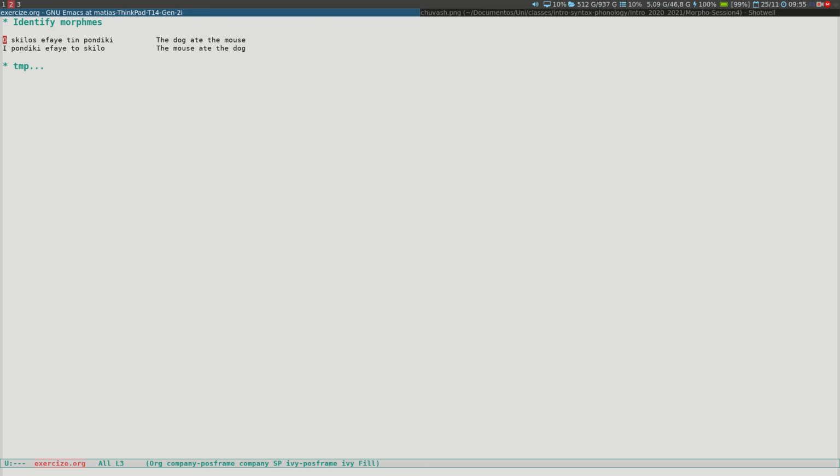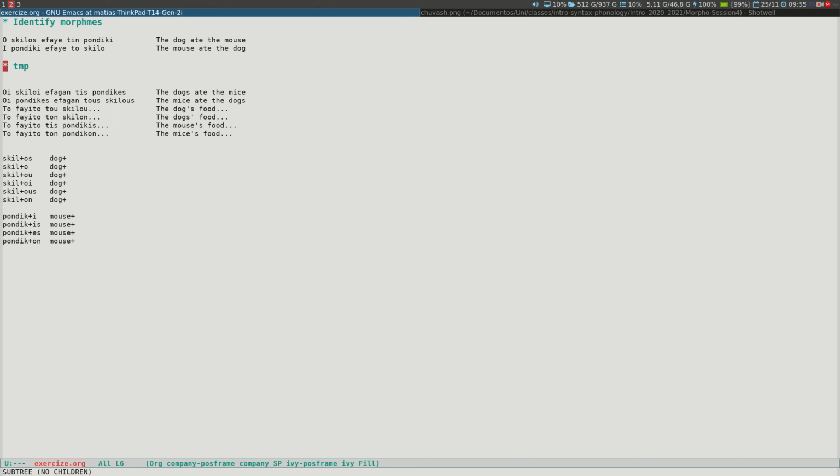Now we look at the translation, and we see that the translation of this sentence is essentially the opposite of the first one. While in the first one it's the dog ate the mouse, in the second one the mouse ate the dog. With this we already can start making some hypotheses about what each of the words mean. So let's start with that.